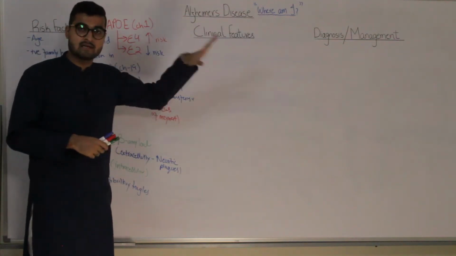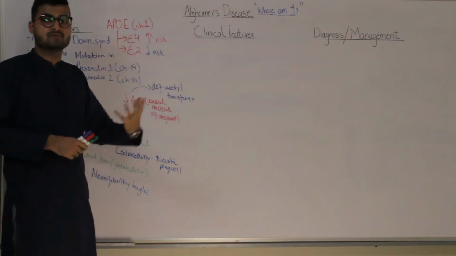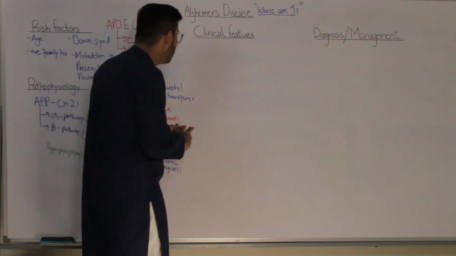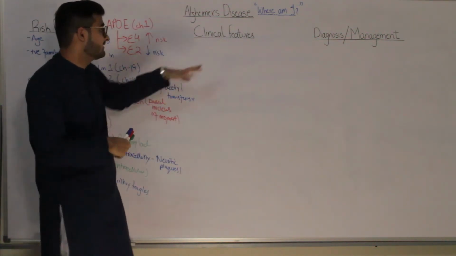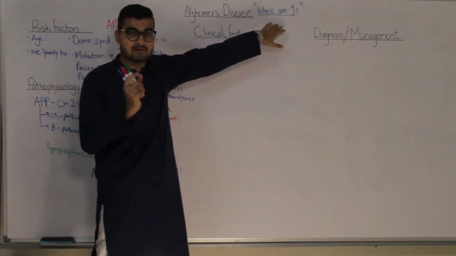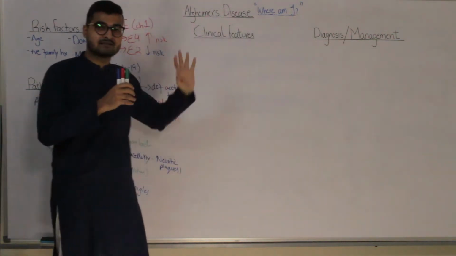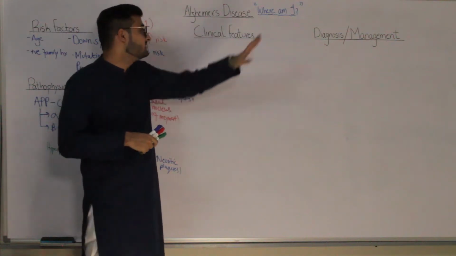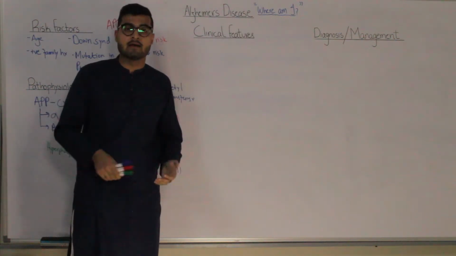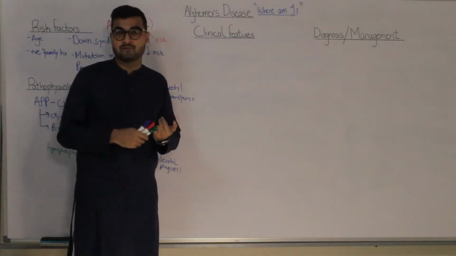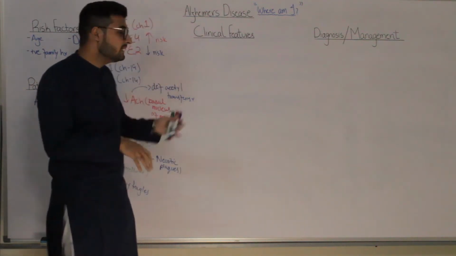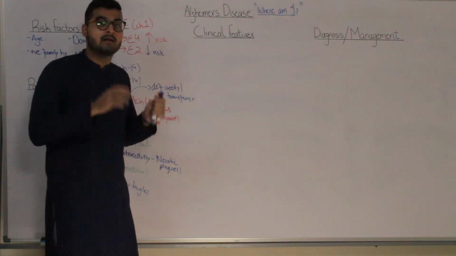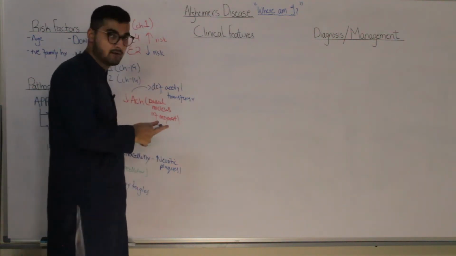Now coming on to the clinical features, what would you see in a patient of Alzheimer's disease, right? Like I said, the first thing that I mentioned was dementia, and I've also written this little sentence here, where am I? So basically in patients of Alzheimer's disease, you tend to forget everything. Like you tend to forget birthdays, you tend to forget people, you tend to forget where you are, what you have to do, right? So you basically have dementia. Now dementia is memory loss, right?